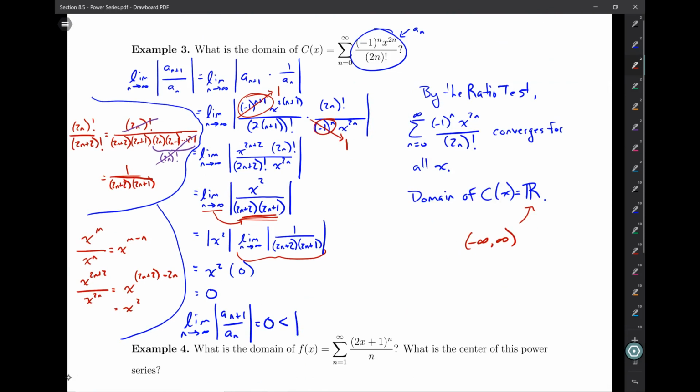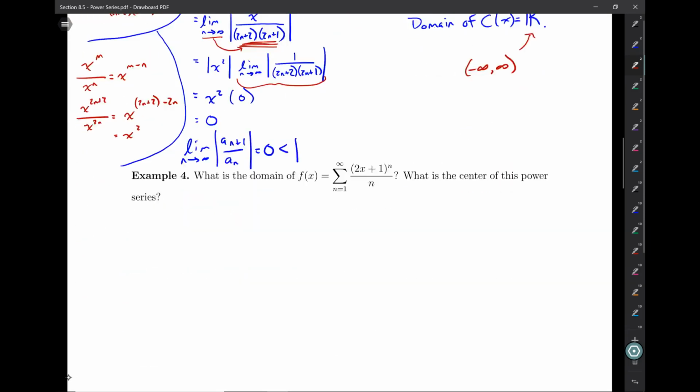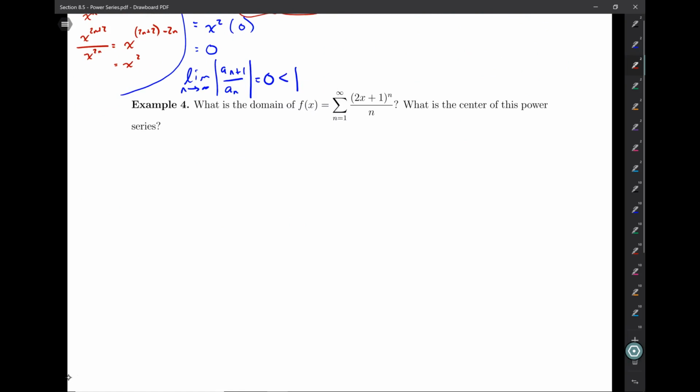We don't really have an idea of what's the center or halfway point between negative infinity and infinity, but we can kind of think of it as 0, but I'm actually not even going to write that down because that's kind of nonsensical to say. But we will actually argue later on that the center of this particular power series is indeed 0. But let's try to find the domain before we figure out what the center of this power series is.